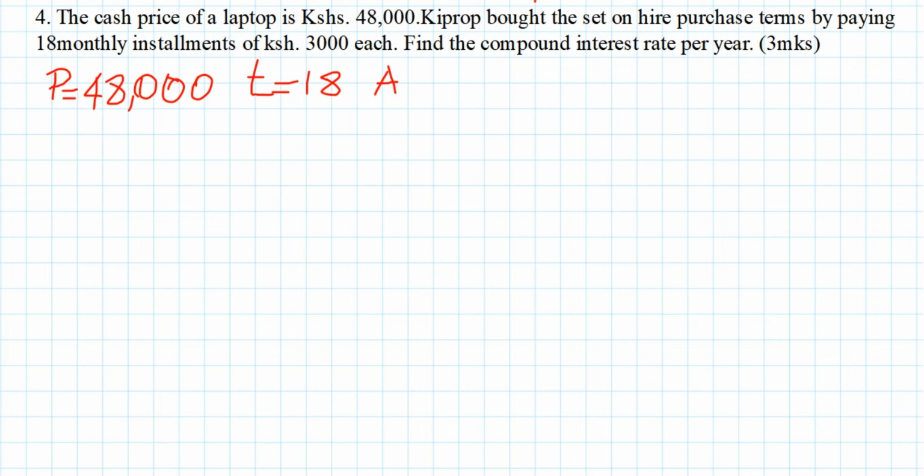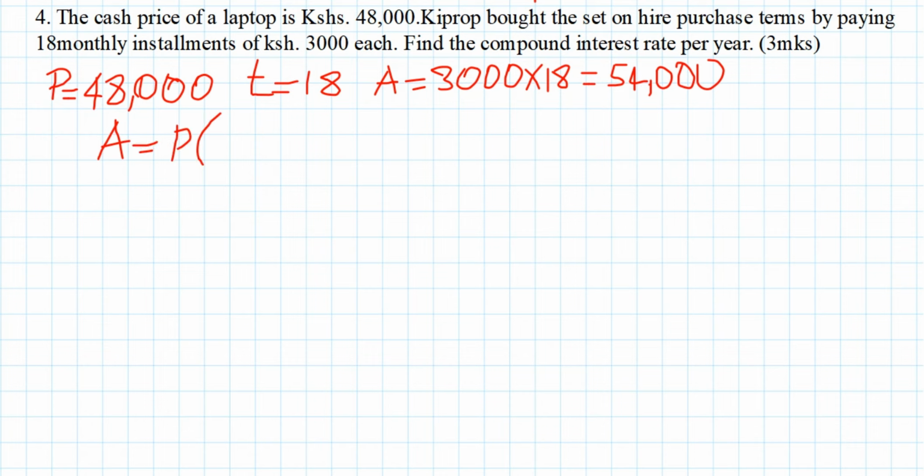And so now our amount going forward is the total amount that Kiprop ended up paying after he had paid the total 18 installments of 3,000 each month. So in total, he paid 3,000 times 18, which gives us 54,000 shillings. So that way, we know our formula as it is there.